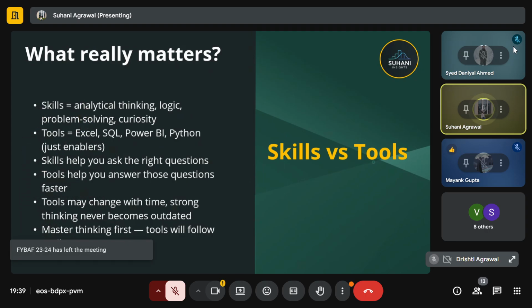Okay, let's continue with skills versus tools. If we talk about skills now, every beginner thinks of what should I start with. Should I start with Excel? Should I start with SQL? Should I start with Power BI?